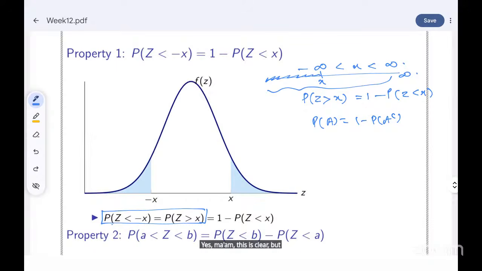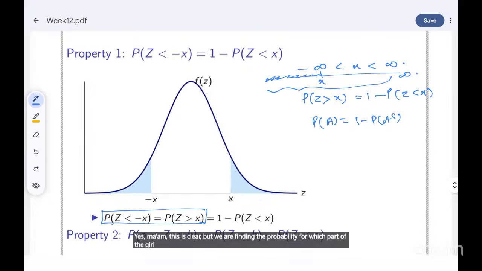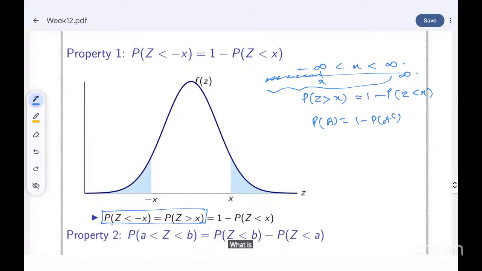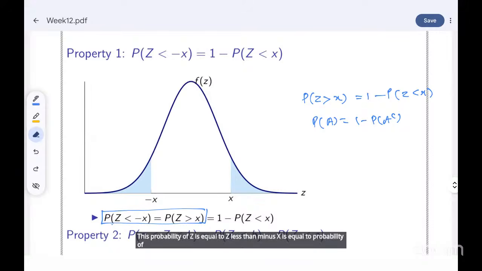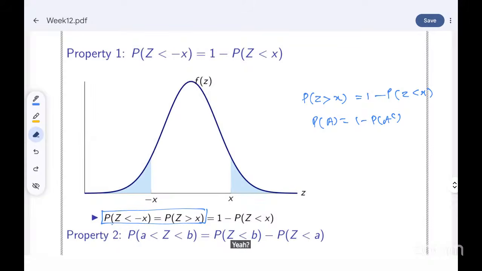But we are finding the probability for which part of the curve? What is the confusion here? Probability of z less than minus x is equal to probability of z greater than x. Both parts are same; probabilities for both the parts are same. Then how is it equal to 1 minus probability of z less than x?